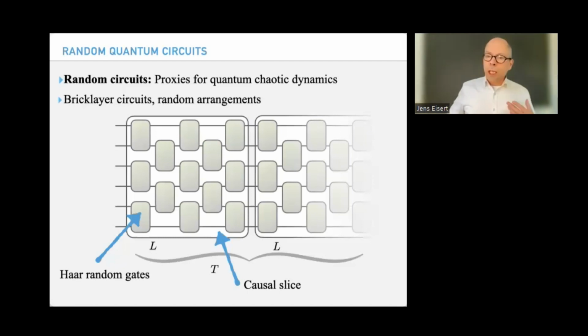Now, in what follows, we will have a look at causal slices. That's not so important. That's how we catalog the depth of the circuit. These are certain chunks we look at. The causal slices are set up so that a backward causal cone is included in these causal slices, but that's a detail that's not really so important for what comes.